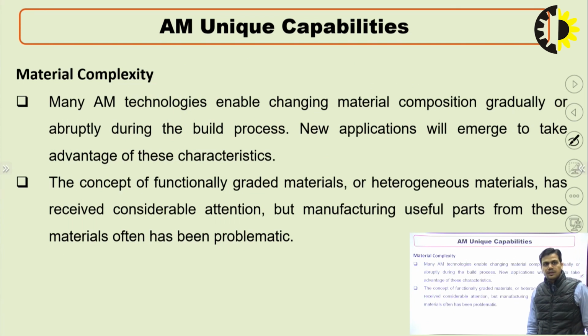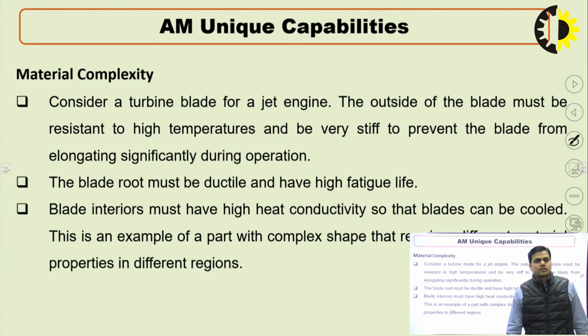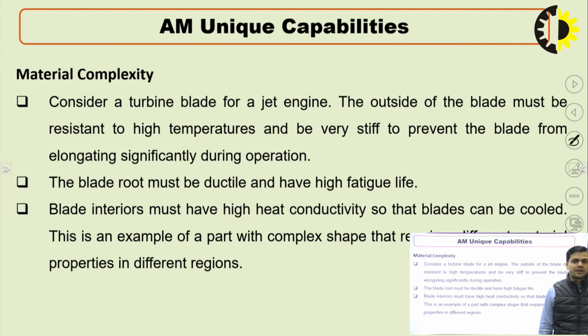Now, if we talk about material complexity, many AM technologies enable changes in material composition gradually or abruptly during the build process, and new applications will emerge to take advantage of these characteristics. The concept is that functionally graded material is a heterogeneous material, meaning you can use two or more materials. It has received considerable attention, but manufacturing useful parts from these materials has often been problematic. Consider a turbine blade for a jet engine. The outside of the blade must be resistant to high temperature and very stiff to prevent the blade from elongating significantly during operation.